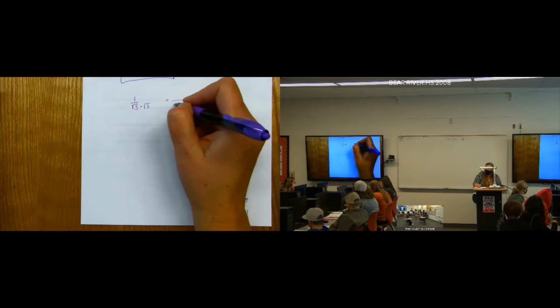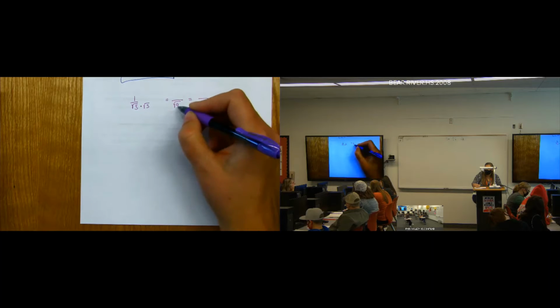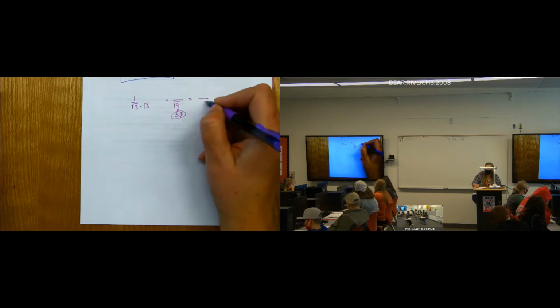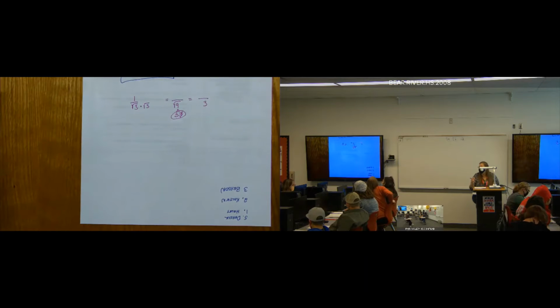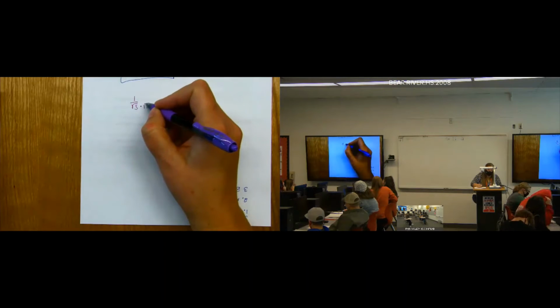Square root of 9, which would do what? Simplify it. And so what would happen? I just get 3, right? And there's no radical there anymore, right? Okay, so that's why I chose that square root of 3, okay?